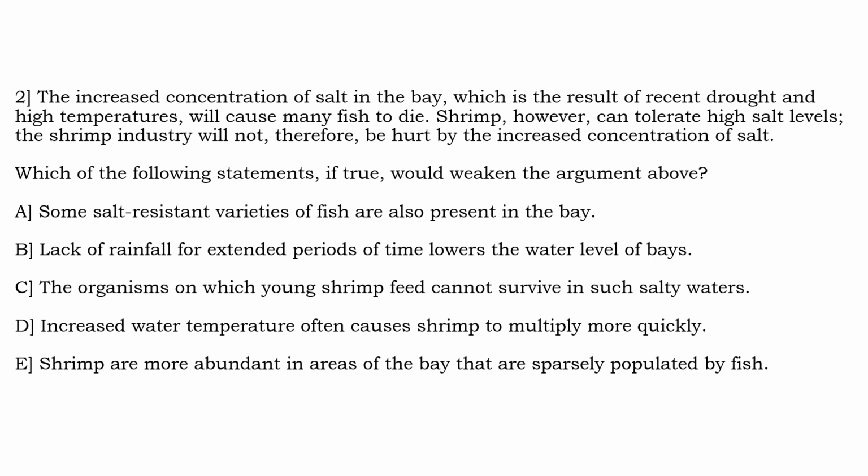But we can say shrimps are prawns. So here the question or the issue is about the increased concentration of salt in the bay. Bay means, as I told earlier, part of the sea which is coming inland, which is surrounded by land on three sides. That part of the sea is called a bay. So when there is a high concentration of salt in the bay, what will happen? This salt concentration is because of the drought and high temperatures, and because of the high concentration of salt which fish cannot tolerate, fish will die. Whereas shrimp can tolerate this high salt level, so shrimp industry cannot be affected.